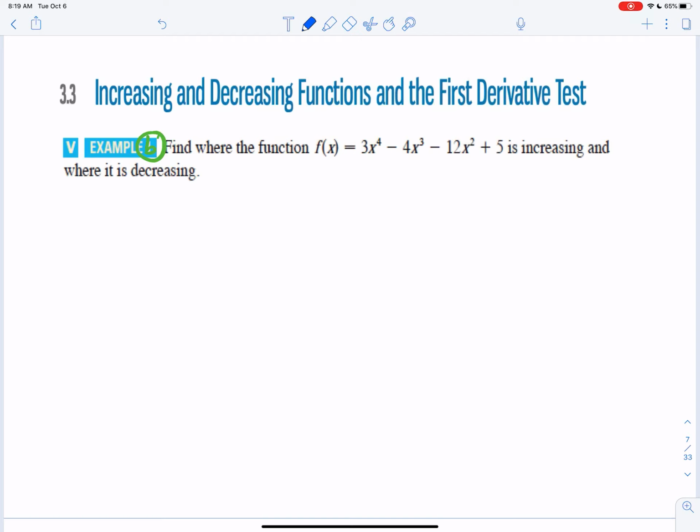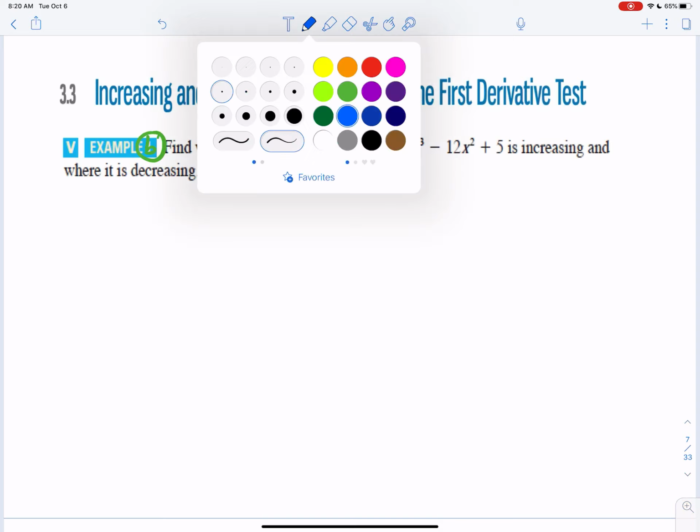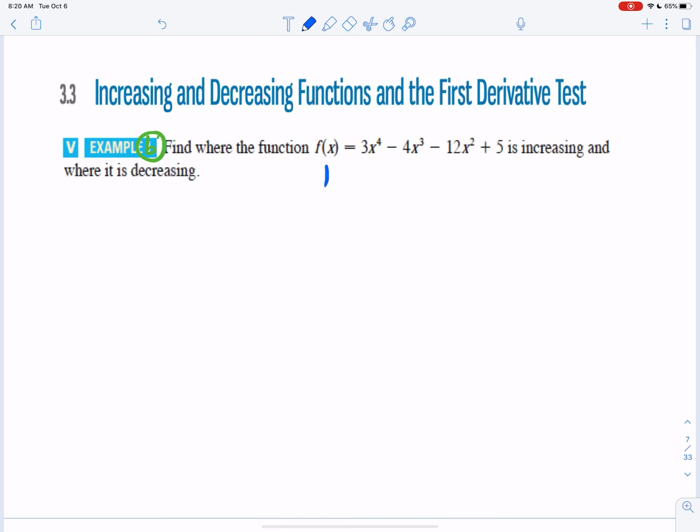Okay. So we want to find out where the function is increasing or decreasing. First step, we have to find our critical numbers. What's a critical number? A critical number is where the derivative is 0. So here we go. The derivative, f prime of x, should be 12x cubed minus 12x squared minus 24x. And the 5 goes away because it's a constant.